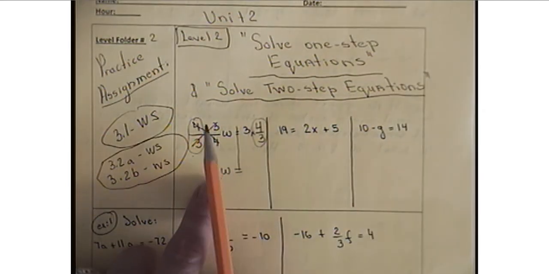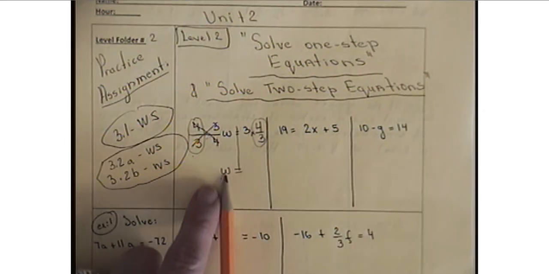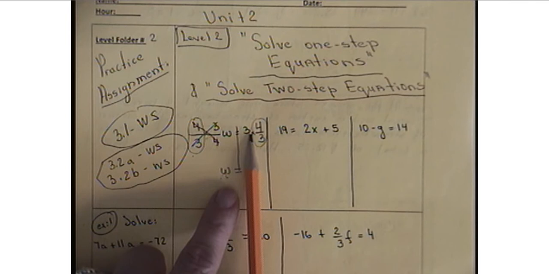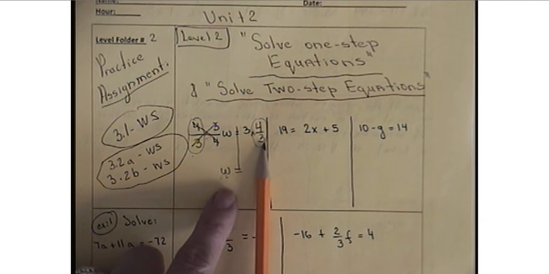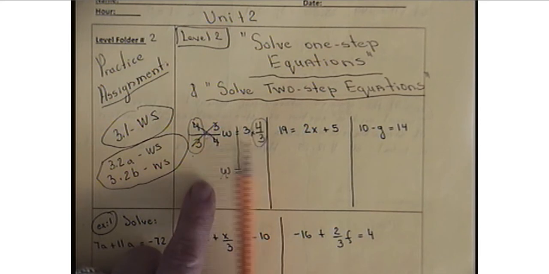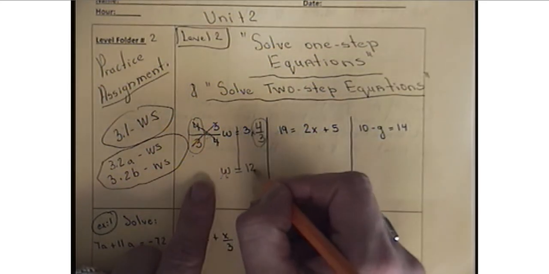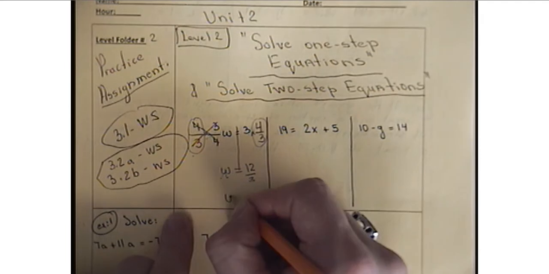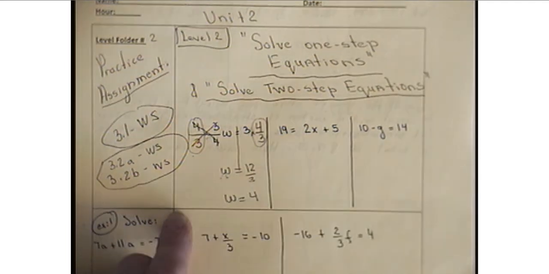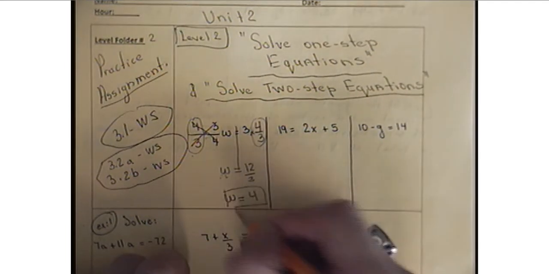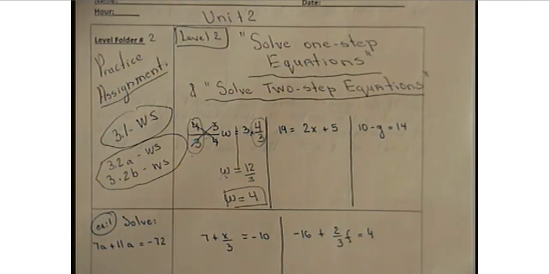Once we cancel that, w now is by itself, there is nothing around it. And on the right side, we have to multiply 3 times 4/3 to see what it is equal to. Now, 3 times 4 on the top is 12. When we divide by 3, we get that w equals 4. And this is the solution for the first example.